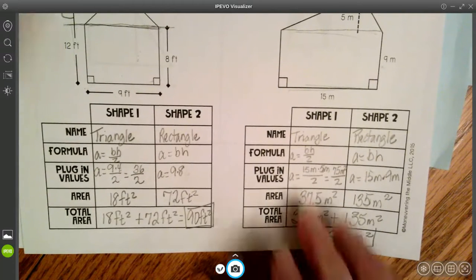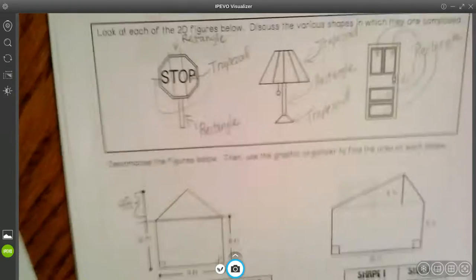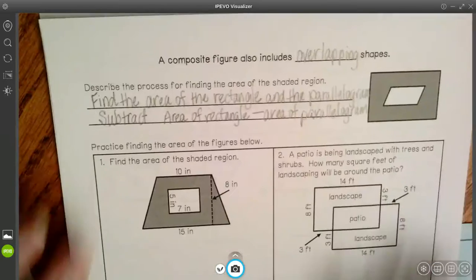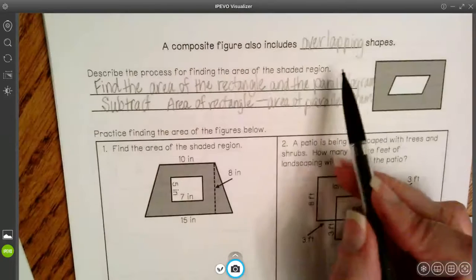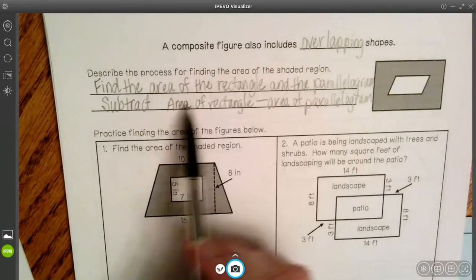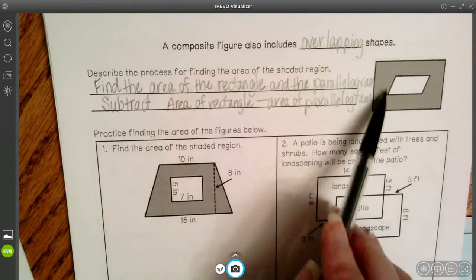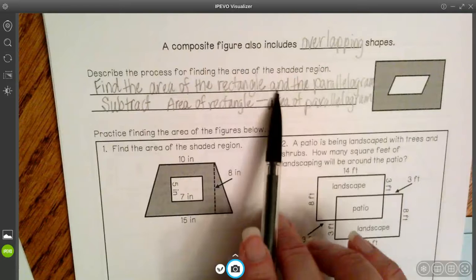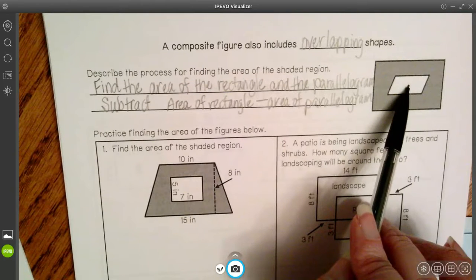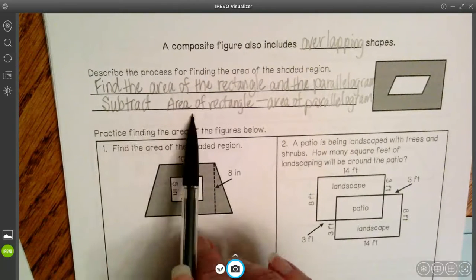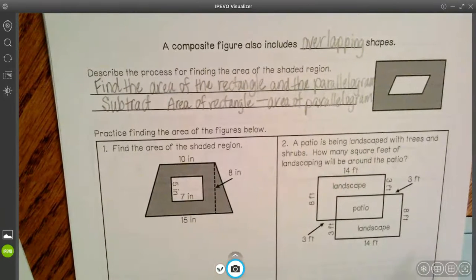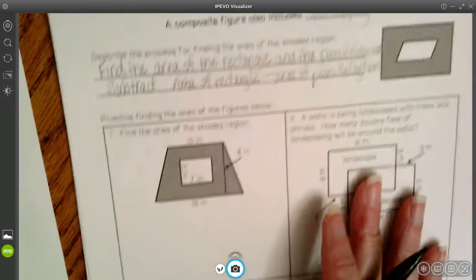Okay, so let's take a look now at the back. Okay, a composite figure also includes overlapping shapes. Okay, if we describe the process for finding the area of the shaded region over here, first we're going to find the area of the large rectangle on the outside, and then the area of the parallelogram on the inside. Then you're going to subtract the area of the rectangle minus the area of the parallelogram will give you the area of the shaded part. Okay, so let's practice finding an area down here on these figures.